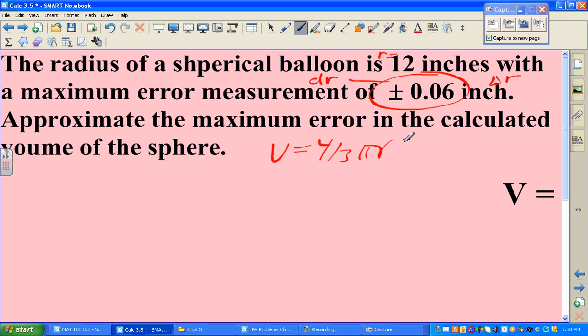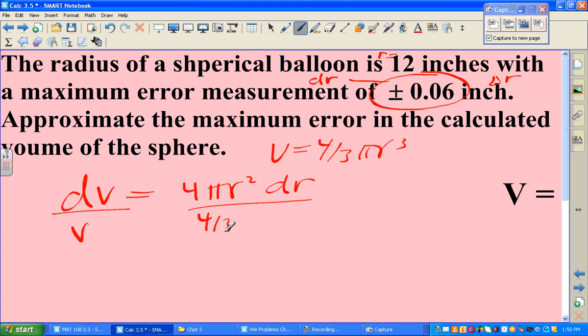Pi r cubed. And what's dV equal to? 4 pi r squared dr divided by V, which is 4/3 pi r cubed, which equals 3 dr over r. This is just like the one we did on 21.